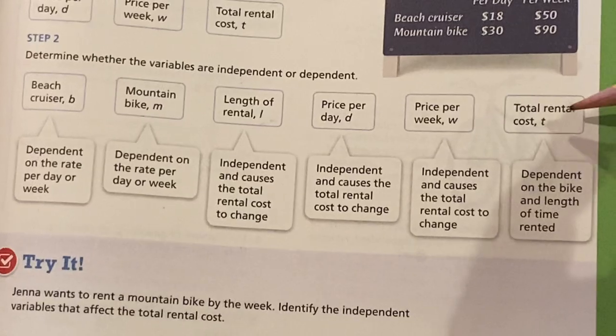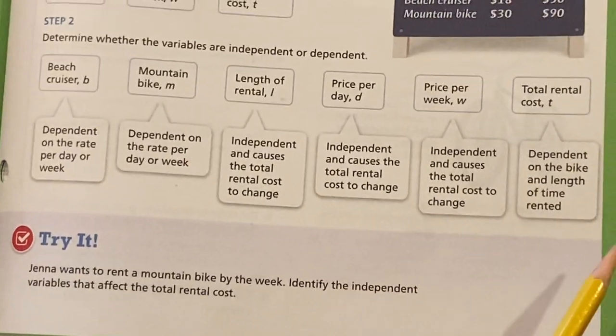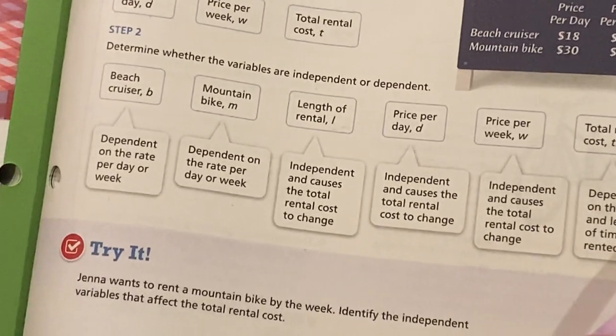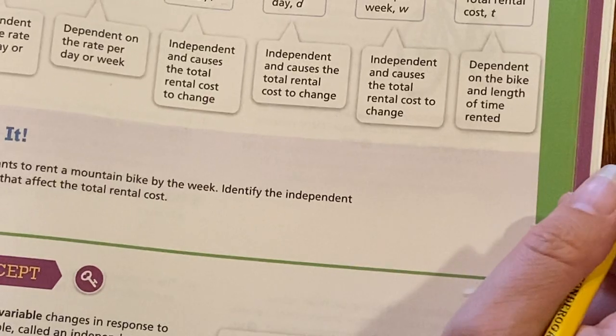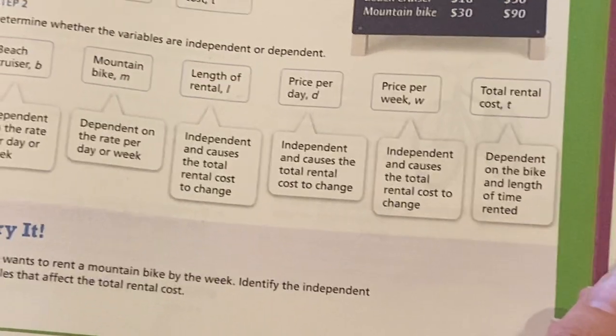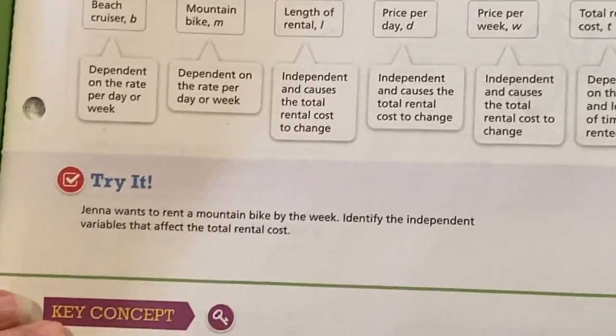And then the total rental cost, T. This is dependent, and it's dependent on a few things, right? It's dependent on what kind of bike you're going to rent and how long you're going to rent it for. Making sense? Just keep letting the idea brew.